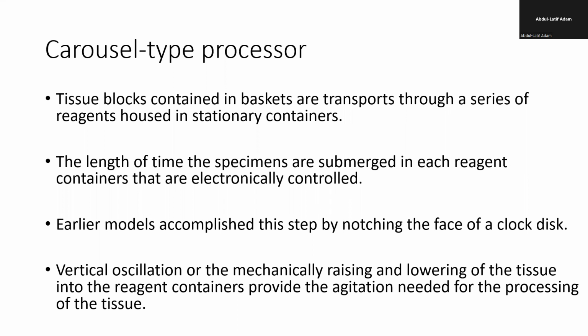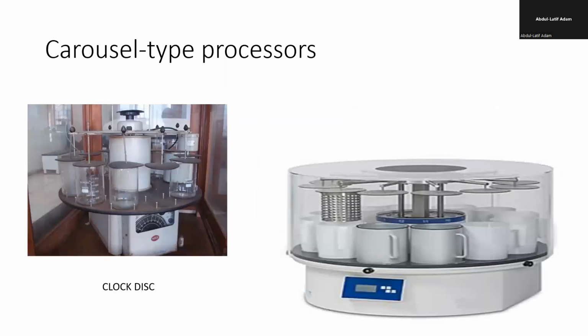So the first one will be 70% alcohol for dehydration, so 70, 80, 90, 100 absolute, and then you have the clearing agents, then the embedding, the infiltrating agent also moving in. So this is an example. The carousel type has progressed. Now we have the digital one.